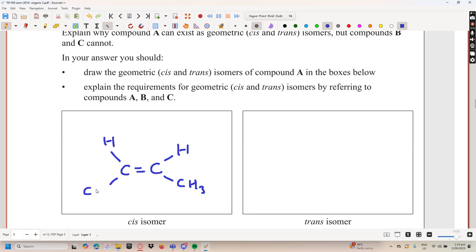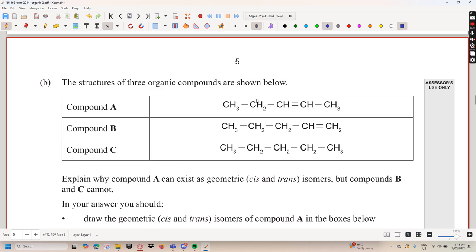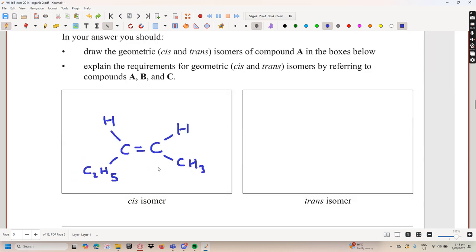There's a CH3, CH2. Well, we often abbreviate that to C2H5. So an ethyl group down here, and this represents all of this. Now, this is called cis because the two common groups, the H's, are on the same side.